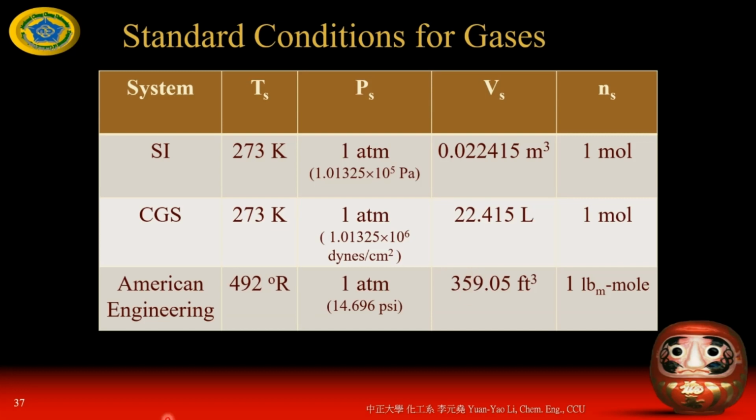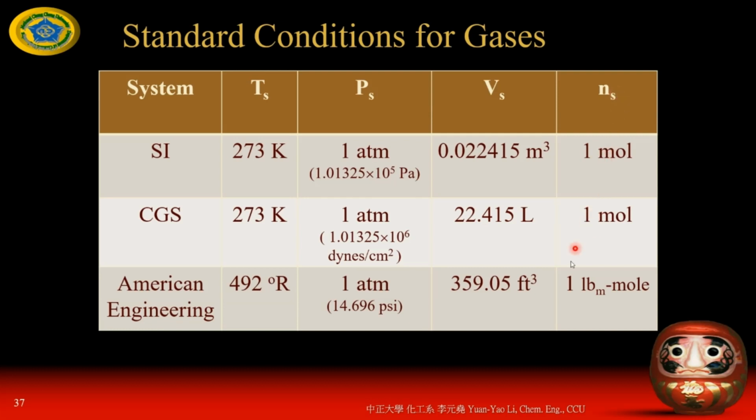So as you know, T sub S, S stands for standard, P sub S, S stands for standard, okay? For the SI system, the standard temperature will be 0 Celsius, which is 273.15 Kelvin, right? And 1 atm. And the value will be what? For the SI system it will be 0.022415 cubic meter. For the CGS, it will be 22.415 liter. And for the moles, standard will be 1 mole, right?